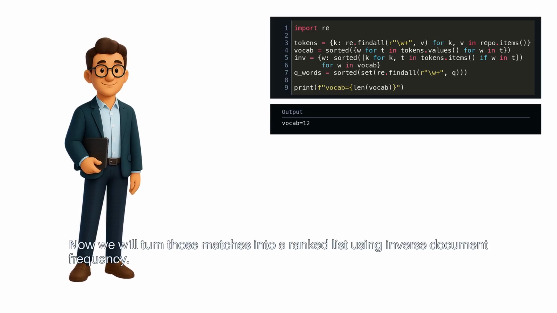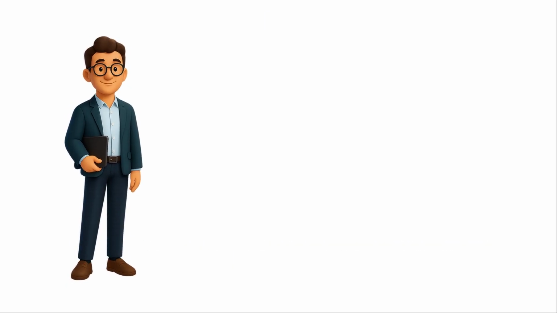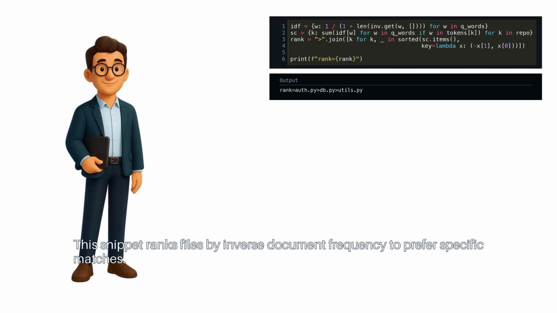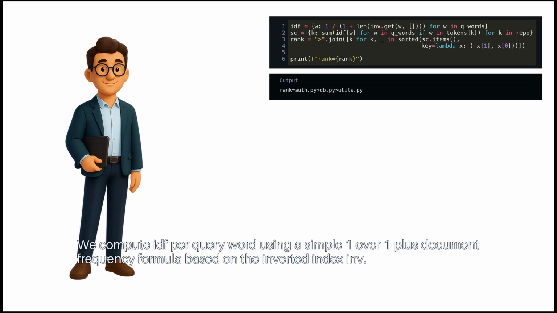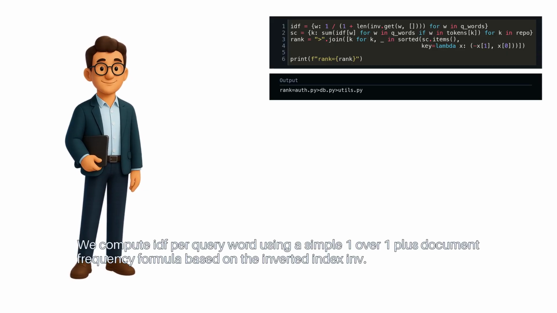Now we will turn those matches into a ranked list using inverse document frequency. This snippet ranks files by inverse document frequency to prefer specific matches. We compute IDF per query word using a simple 1/(1 plus document frequency) formula based on the inverted index inv.